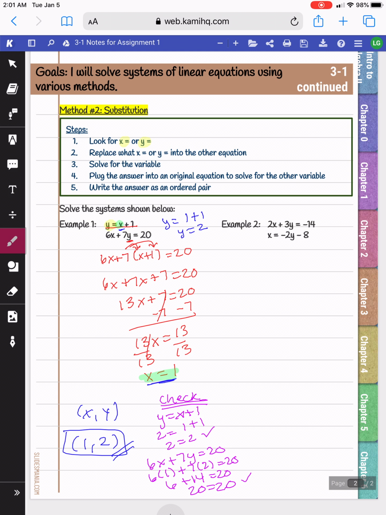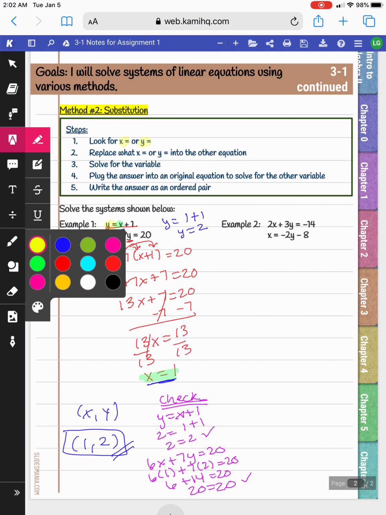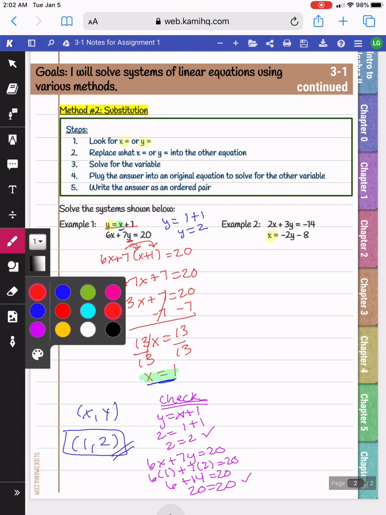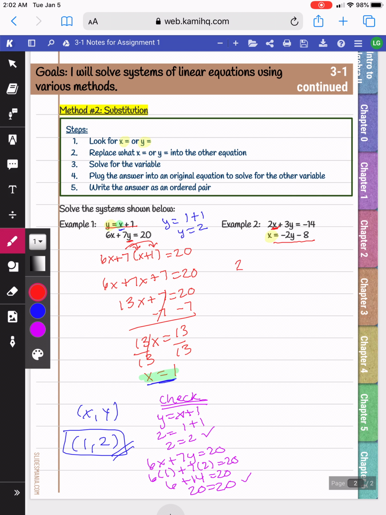Example 2, we're going to do our first step again. So our first step is to check which one has x equals or y equals. So here I see an equation that starts with x equals. So I can replace what x equals with x in the other equation. So I'm going to put negative 2y minus 8 into this x over here. So it becomes 2 times negative 2y minus 8 plus 3y equals negative 14.